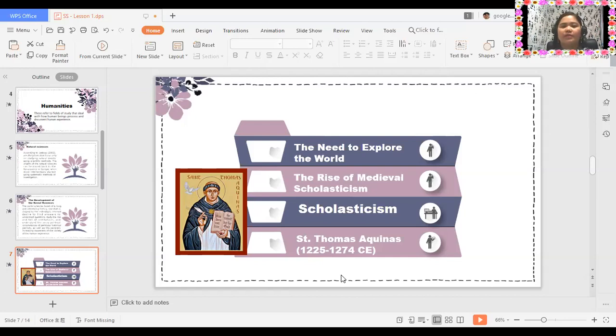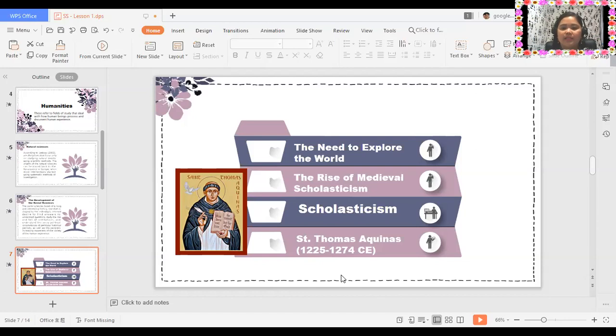So we also have Saint Thomas Aquinas. Who is Saint Thomas Aquinas? Look at the picture. That is Saint Thomas Aquinas, an Italian Dominican. His prominent publication is the Summa Theologica, or what we call the theological summation. It is regarded as one of the greatest works of medieval scholasticism. He was the leading figure, and his greatest work is the theological summation.